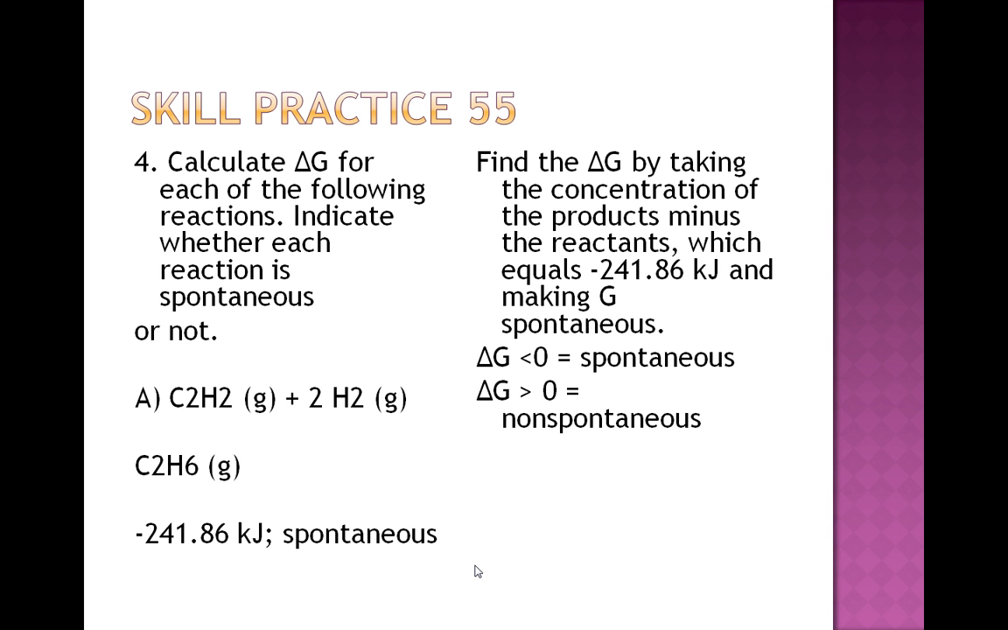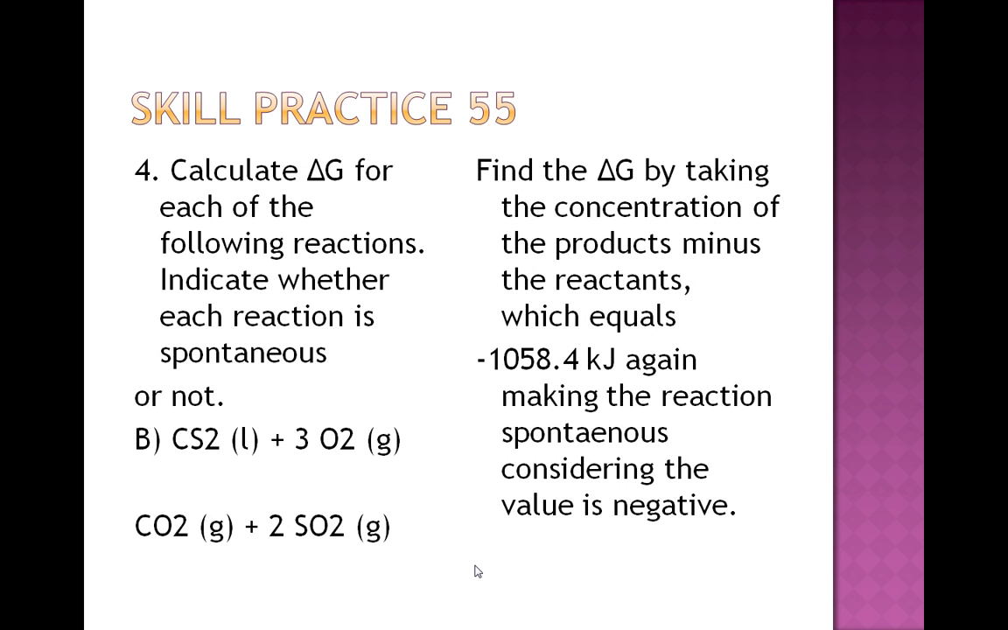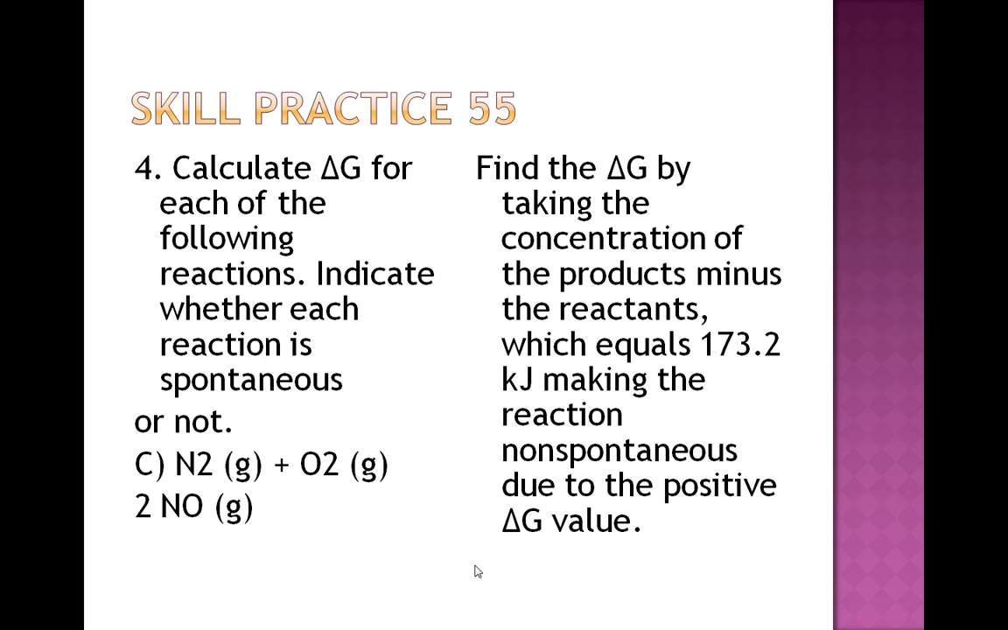Okay, 4. Find the delta G by taking the concentration of the products minus the reactants, which equals negative 241.86 kilojoules, making G spontaneous. Now, when delta G is less than 0, it's spontaneous, and when it's greater, it's non-spontaneous. Okay, so solve for delta G the same way, concentration of products minus reactants, making it negative 1058.4, and since that's negative, the reaction will be spontaneous.